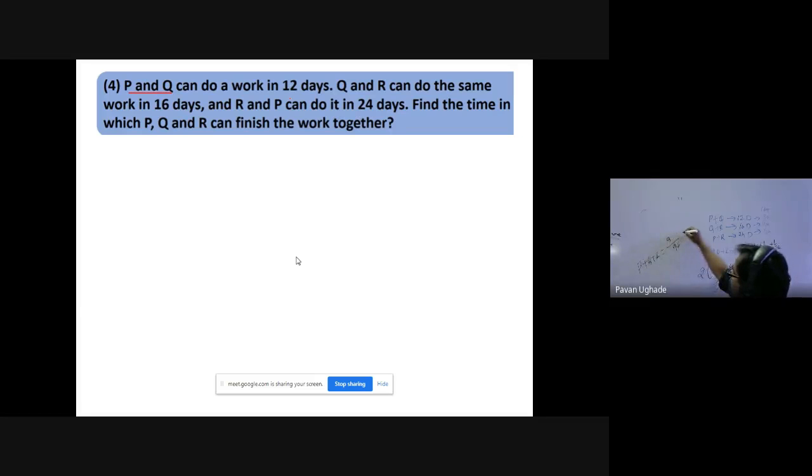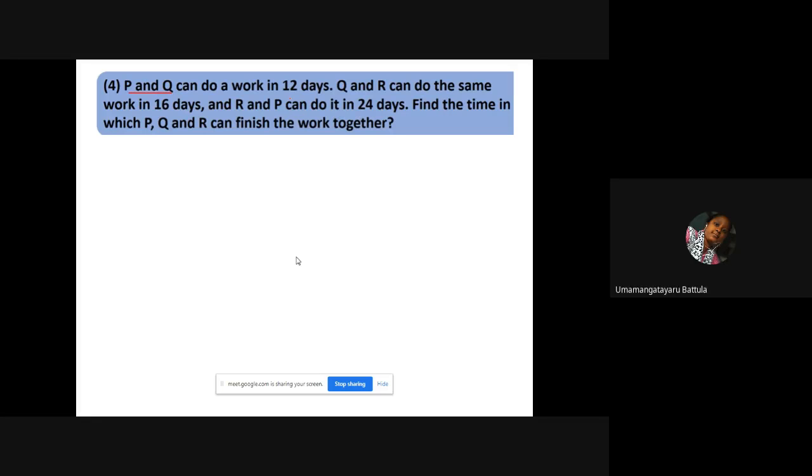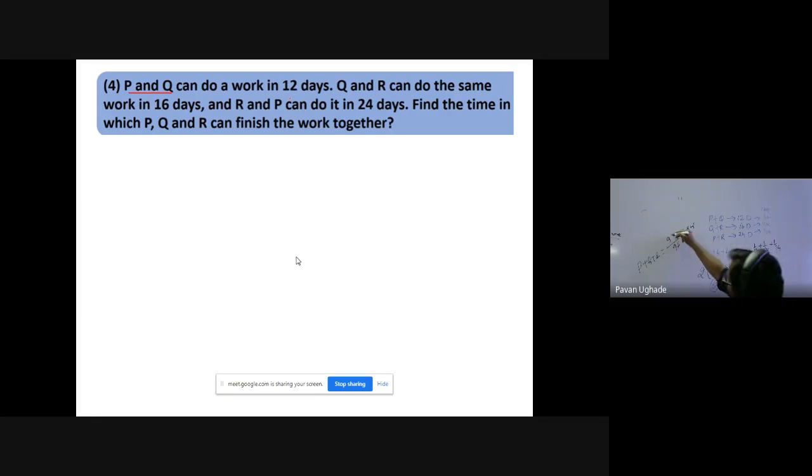Now this is done in 1 day. Just check it out, guys. 9 by 96, dividing both by 3, gives 3 by 32. So this is the work in 1 day. How many days are required to finish this job? They require 32 by 3 days, which is nothing but around 10 days.